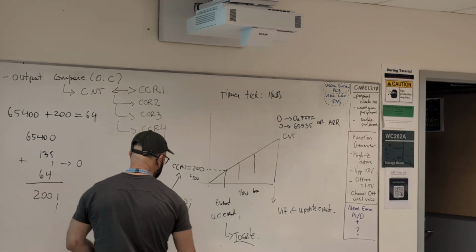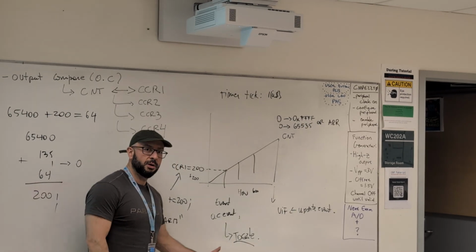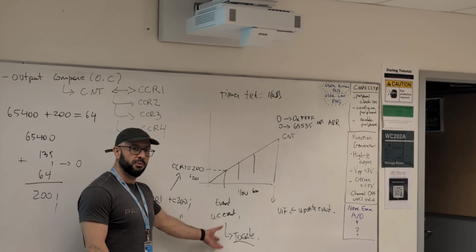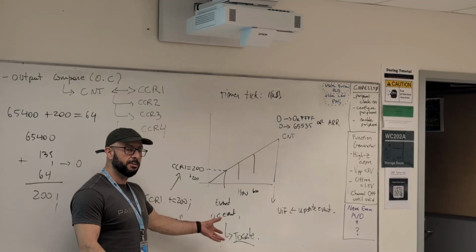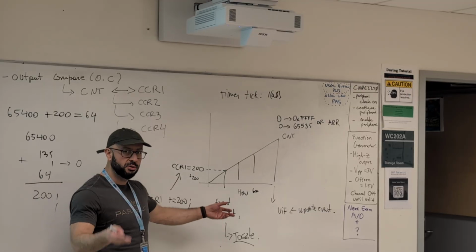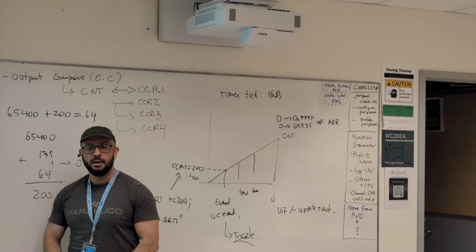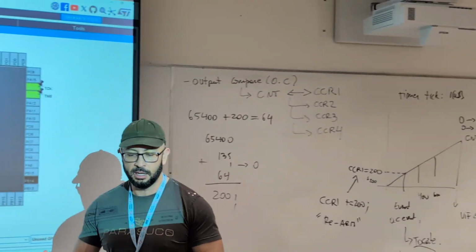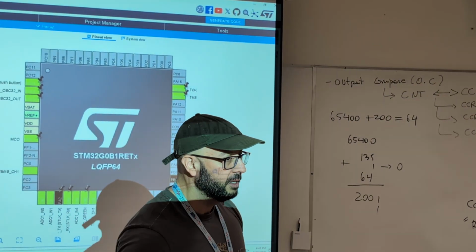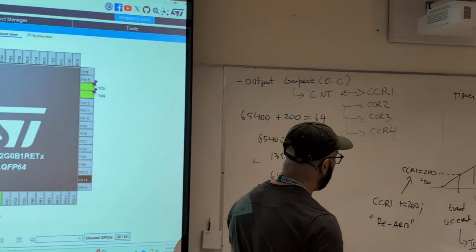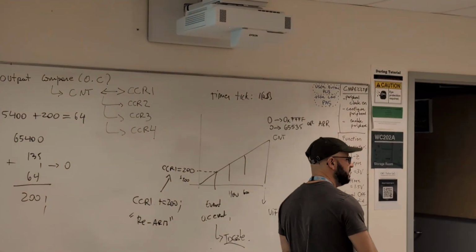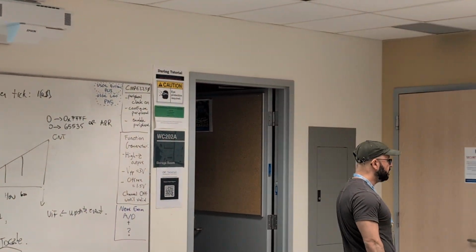And when that event happens, the timer will be able to do something based on what we set in the control register. We will be able to set the pin, to clear it, or to toggle. And that's how we're going to be experimenting next week. We're going to play with that. And then the last thing that we're going to do with timer is PWM.